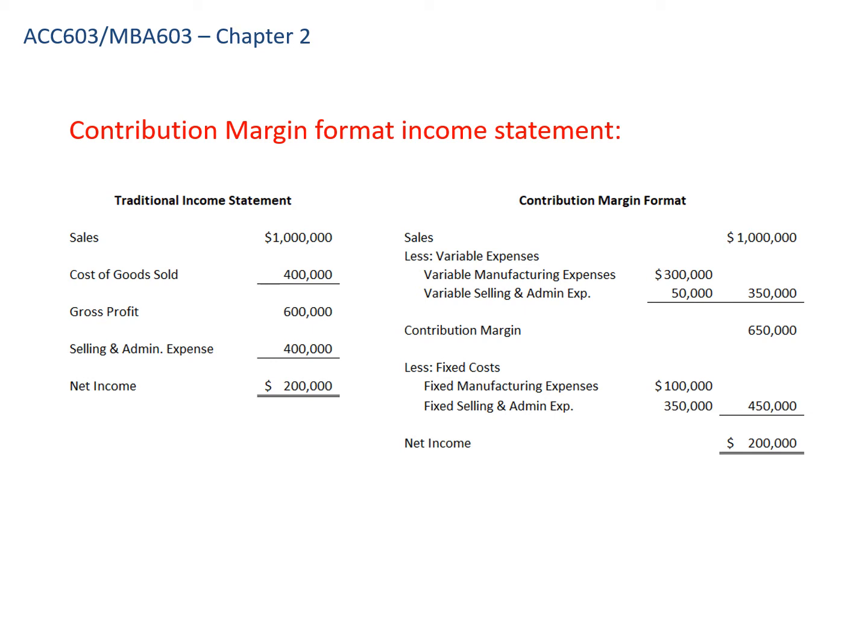Same thing I could say, what if my sales go up by $200,000? 65% of that $200,000 increase, or $130,000, will go to my bottom line. That'll give me a net income of $330,000. So I can immediately say what's going to happen if our sales volume changes and that contribution margin ratio holds the same.